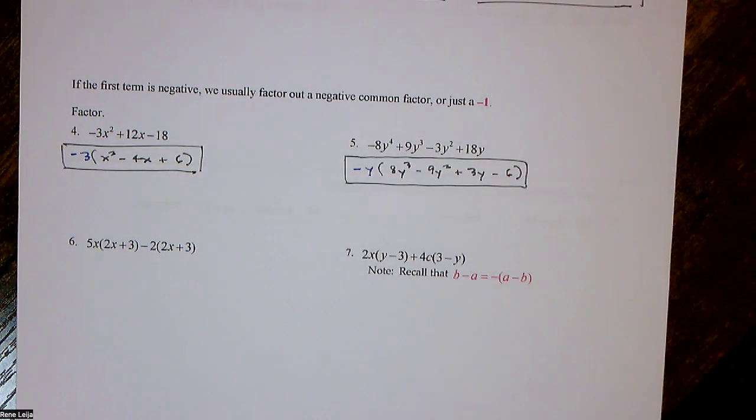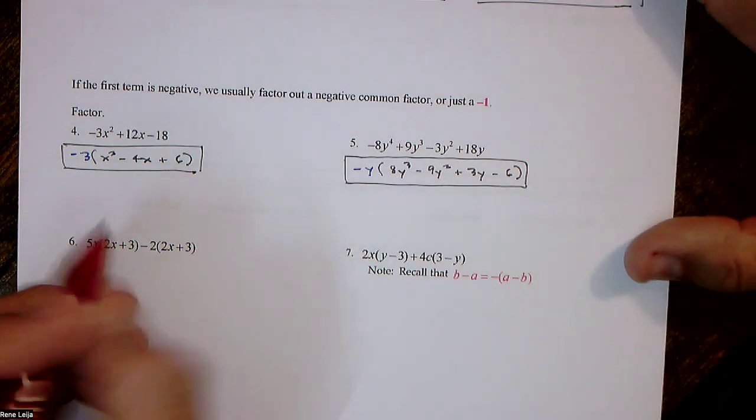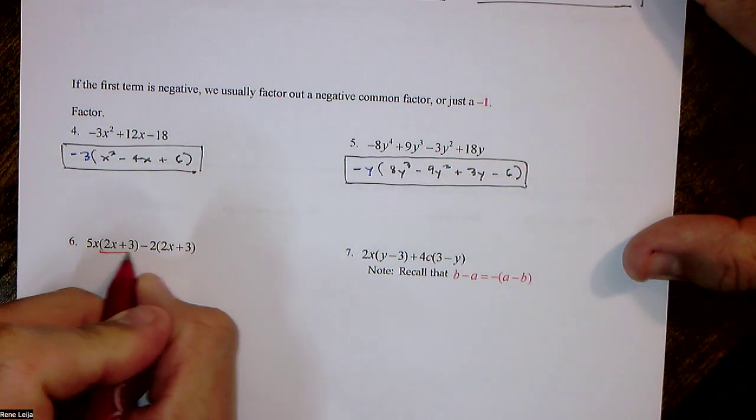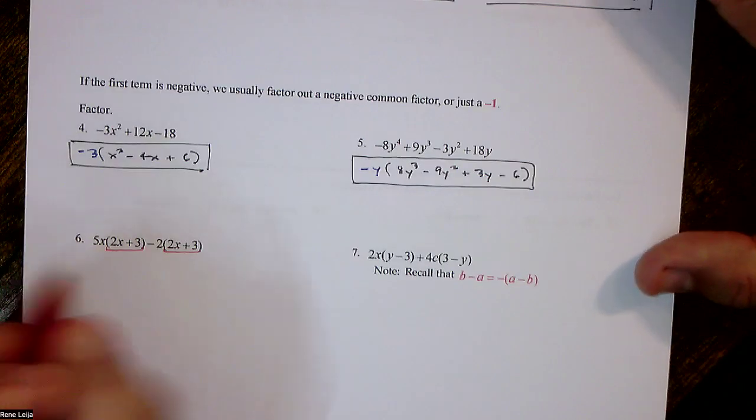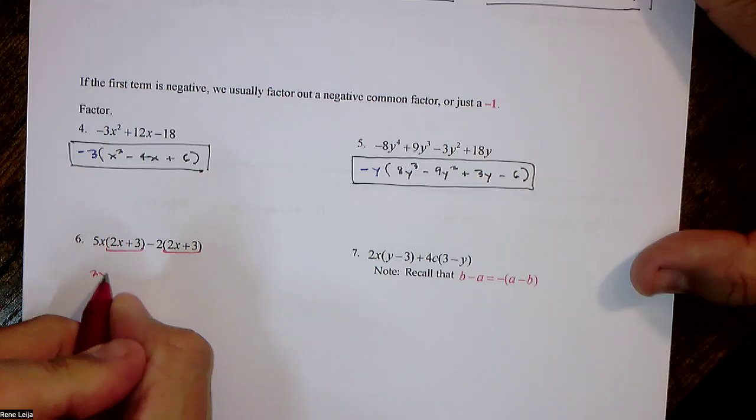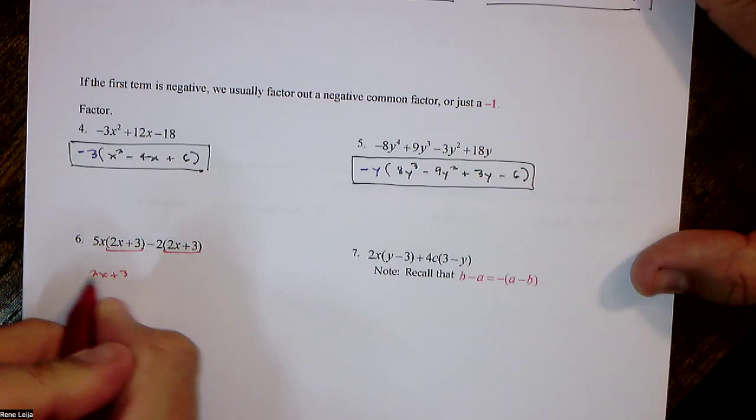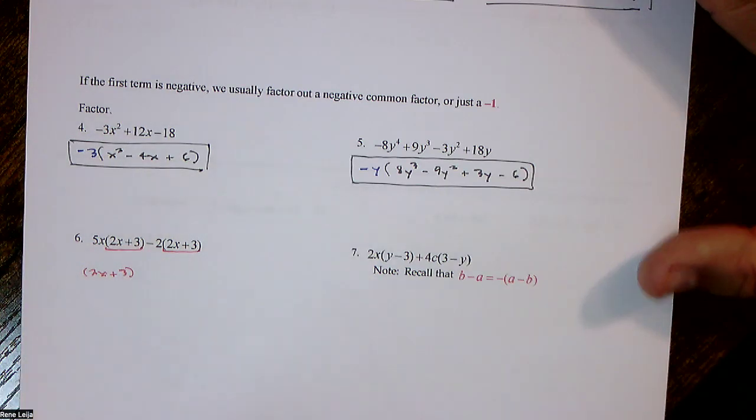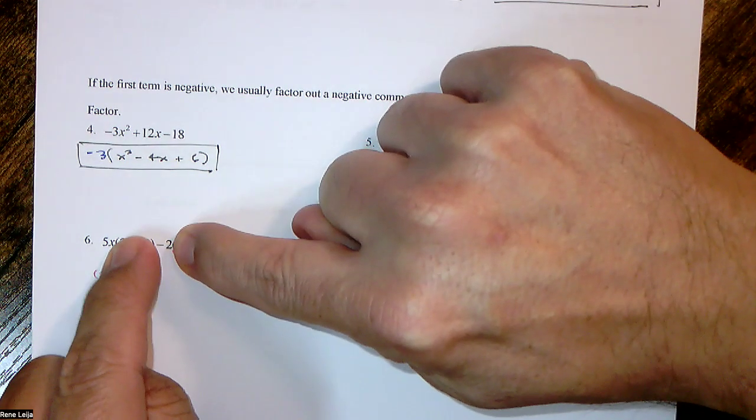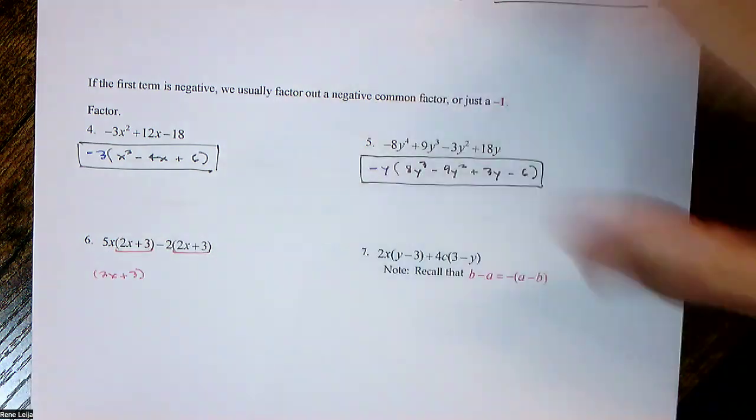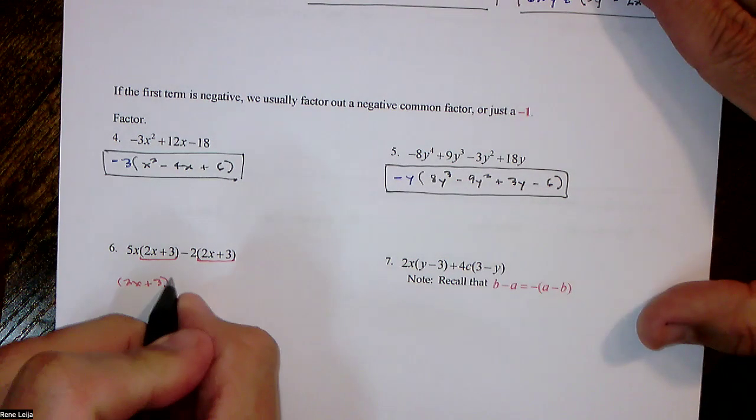Now notice that each of those two terms, they each have this 2x plus 3. So there is a greatest common factor, which is the 2x plus 3. So if I factor that out, look at what you have left. You have a 5x minus 2.